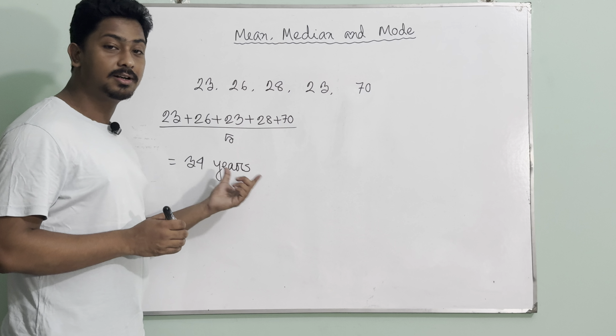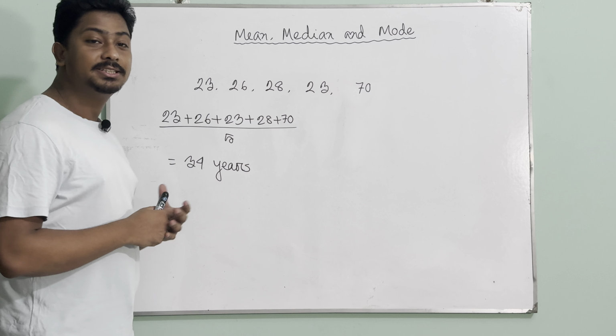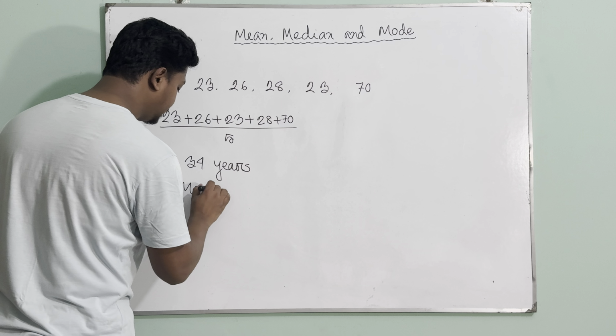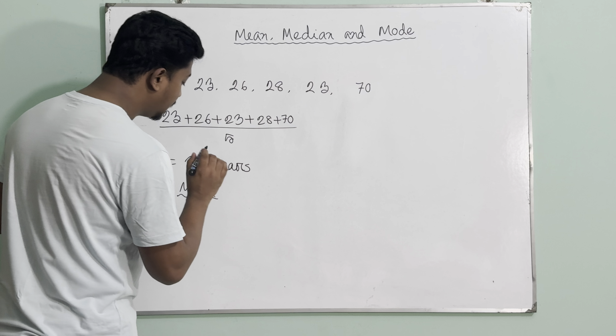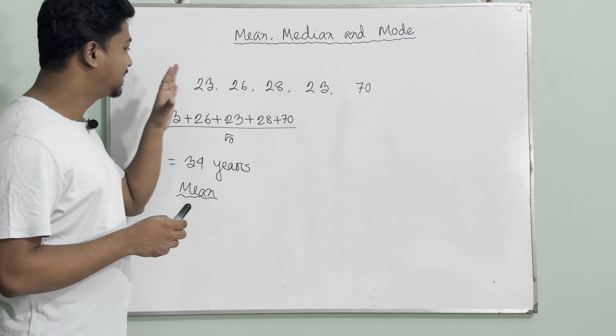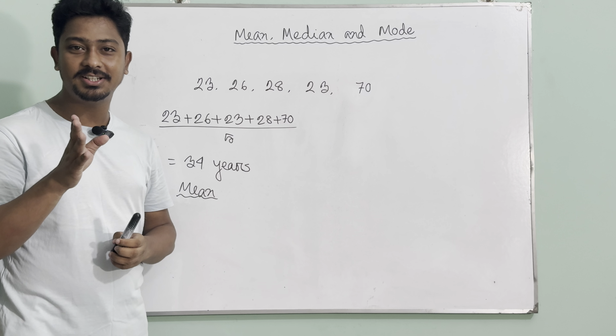So this 34 years, when we added all the data and divided by the number of data, we get the mean average. So this is the mean average. Okay, but look at the data. This mean is showing us that the people in the room are in their mid-30s, which is false, right?